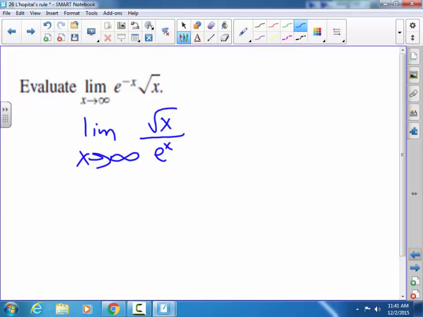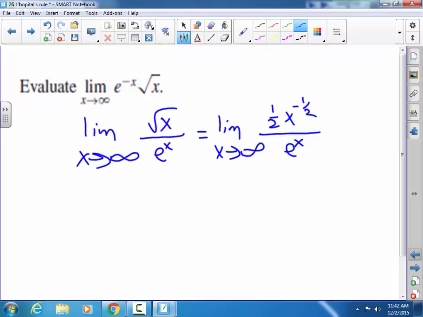So we need to make it a fraction for L'Hopital's rule. Now, once we make it a fraction, it still won't work directly. So what's the derivative of the numerator? 1/2 x to the negative 1/2 over, what's the derivative of e to the x? E to the x. Yes, you could switch them. Will it help? Not really. But I like your thinking there, because there's something you do want to do here.